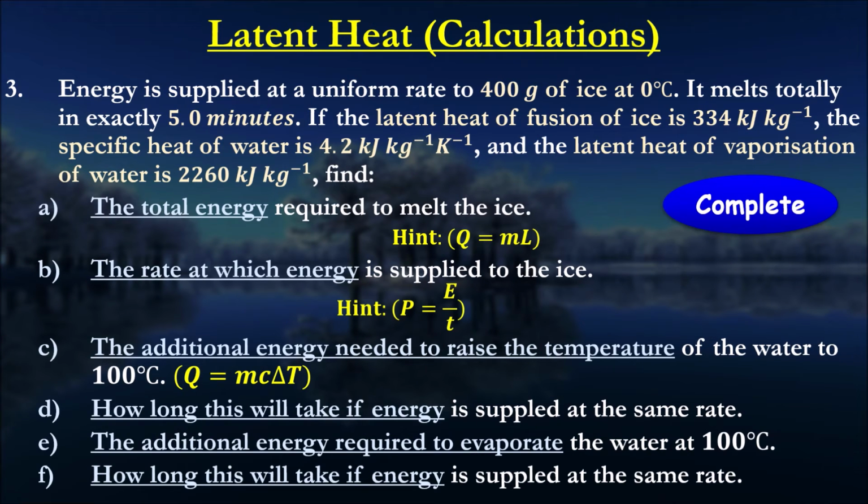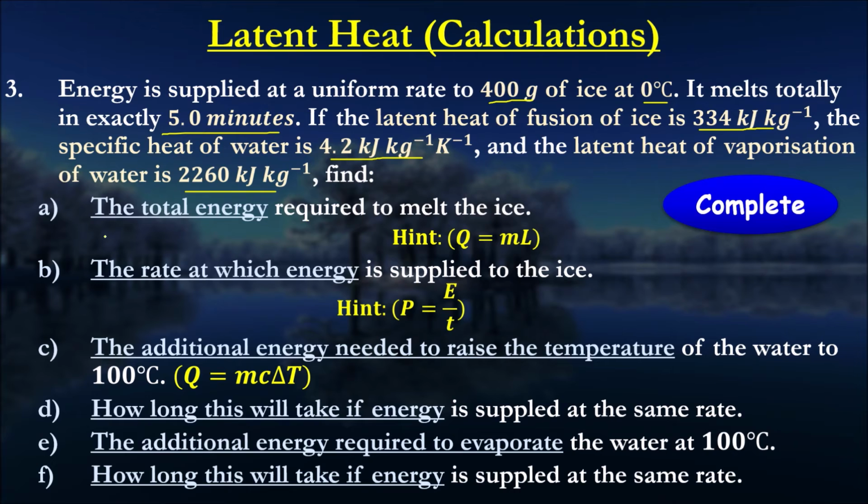Okay, next question we have is for the latent heat. Energy is supplied at a uniform rate to 400 grams of ice at 0 degrees Celsius. It melts totally in 5 minutes. If the latent heat of fusion of ice is this value here, we have a heat capacity of this here, and the latent heat of vaporization is this value here, the total energy required to melt the ice, firstly, what is that?